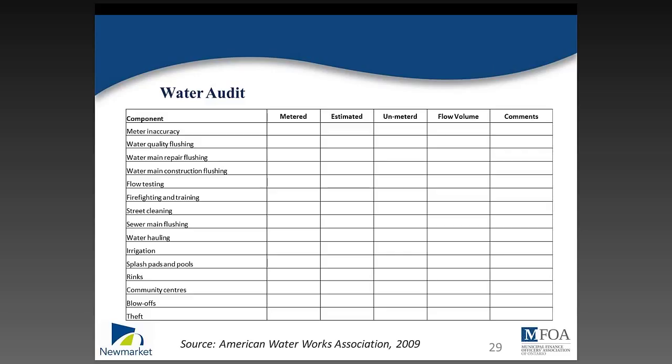In collecting the data, your goal should be to fill these boxes as much as possible with flow volumes so that you can identify the greatest cause of non-revenue water. So this table has a bunch of different categories. There's the water meter inaccuracy, which we'll be talking about soon, and then there's flushing, maintenance, flow testing, and the more detailed you can get this information, the better you can address your non-revenue water problem.